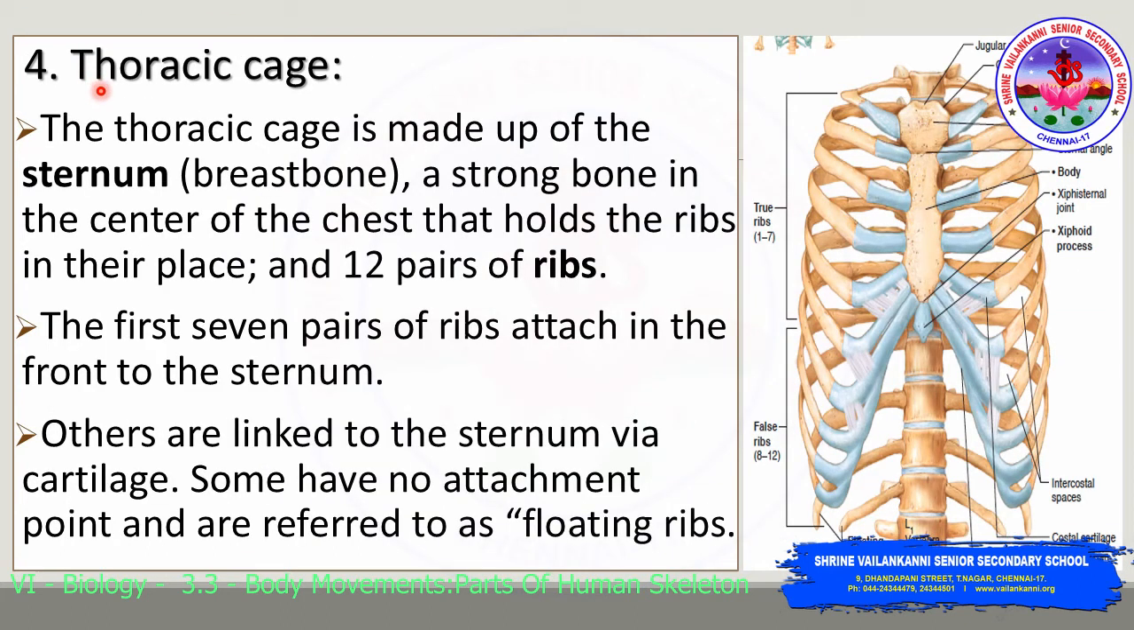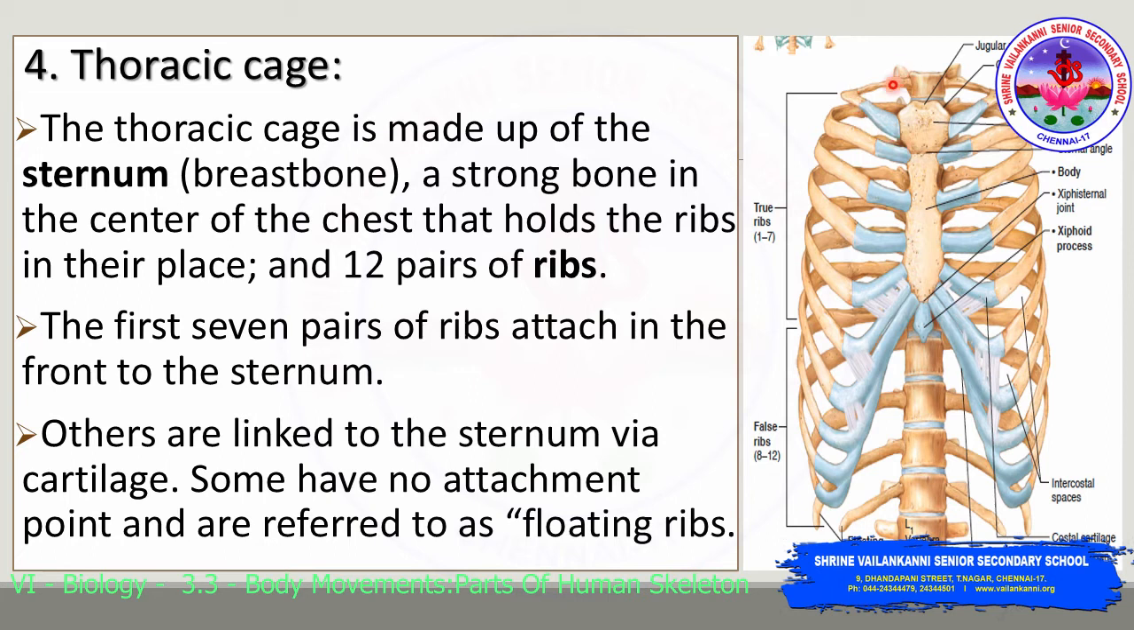So the next bones which make up the axial skeleton are the bones of the thoracic cage. The thoracic cage is made up of the sternum, which is also called the breastbone, as you can see in this picture. It is a strong bone in the center of the chest which holds the ribs in position. And there are 12 pairs of ribs present in the thoracic cage in addition to the sternum.